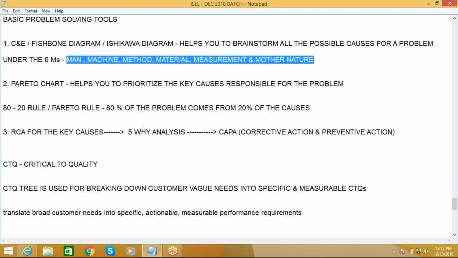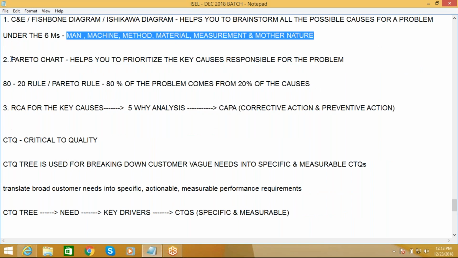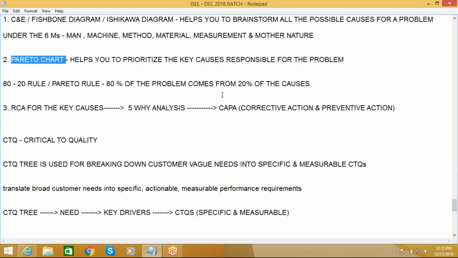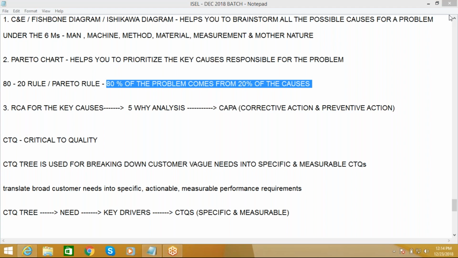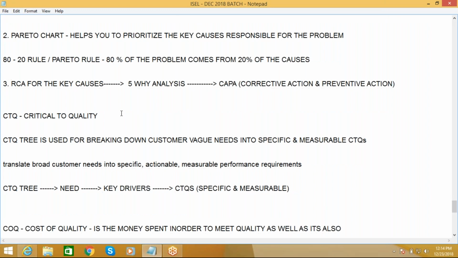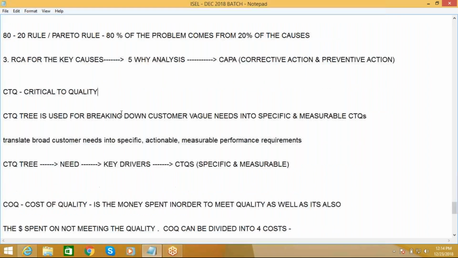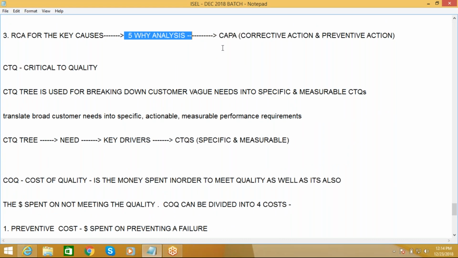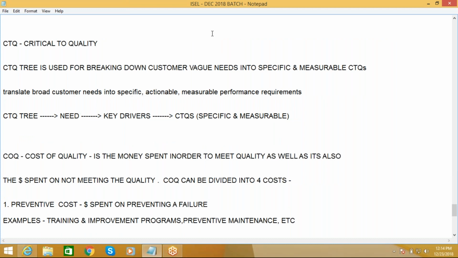Next, you cannot work on too many causes, so you need to use a prioritization tool, the Pareto chart. The Pareto chart helps you to prioritize the key causes responsible for the problem, right? All of you know how it works. It works on the 80-20 rule, or the Pareto rule, which states that 80% of the problem comes from 20% of the causes. Finally, we do the root cause analysis for the prioritized causes, and we can use the very famous 5 Why analysis. Last week I showed you an example of how it works, right? After the 5 Why analysis, we use the CAPA, that is, we take the corrective action and the preventive action.